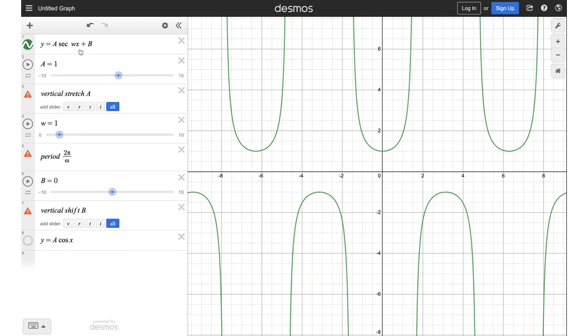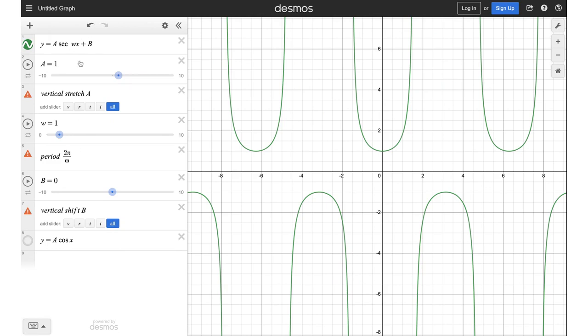We certainly could have a phase shift also. We're not going to do that with the secants and cosecants, but you definitely could, and it would work the same way as it did with sinusoids. The distance of the phase shift is phi over omega.